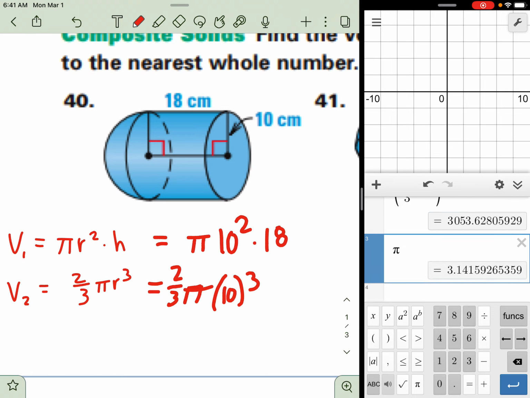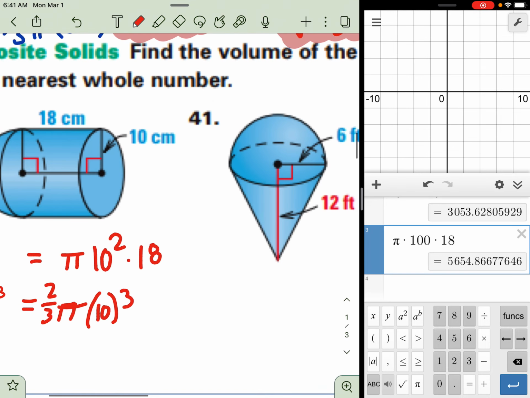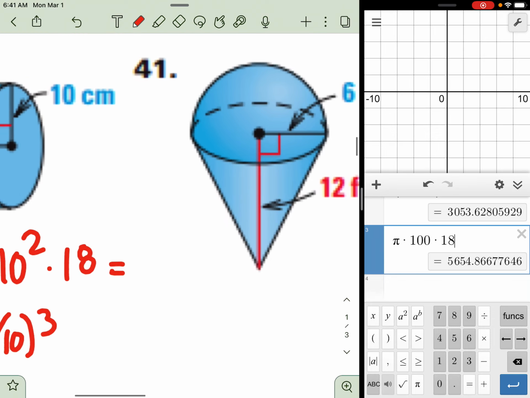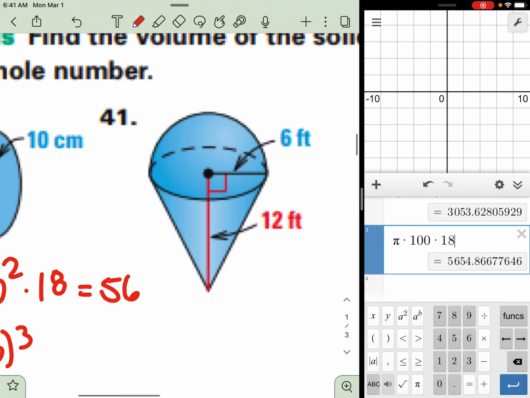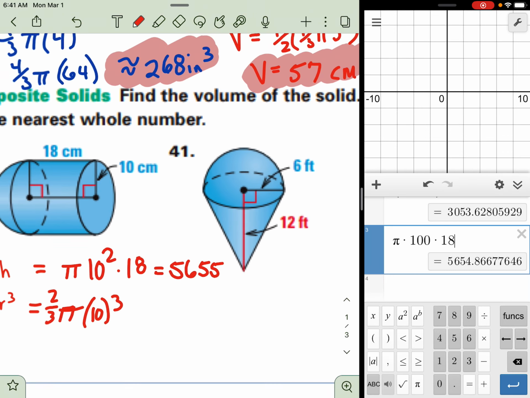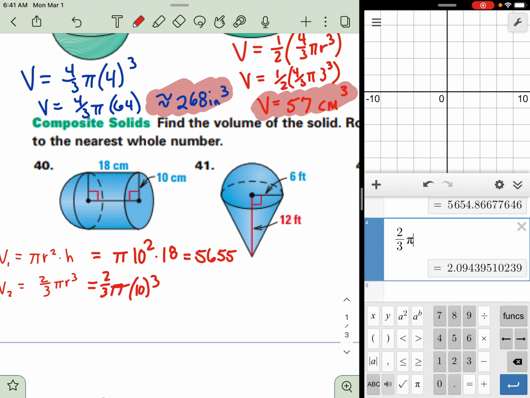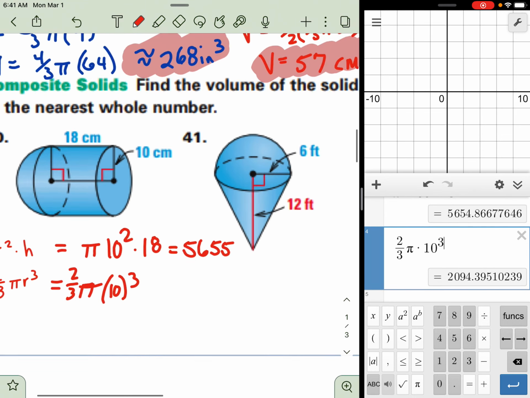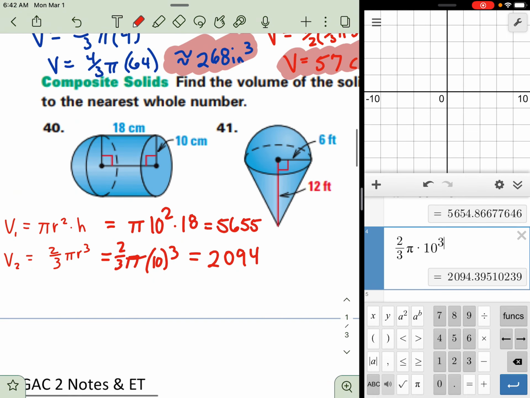So you have pi times 10 squared, which is 100, and then you have 18. So this would be about 5,000. What's it say to round to? Round your answer to the nearest whole number. Okay, so 5,655, because it rounds up. And then the next one would be pi times 10 cubed, and this would be 2,094. Okay, so add those both together.